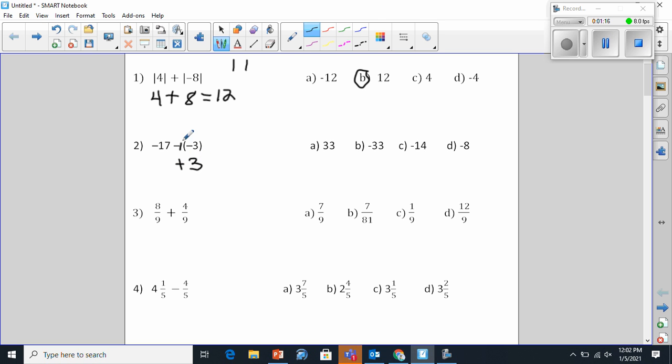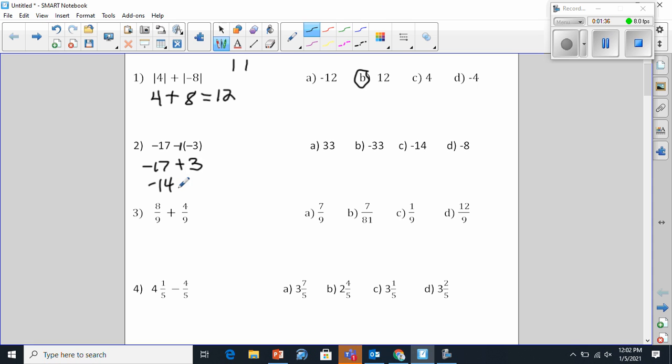Remember, you have to multiply before you're allowed to add and subtract according to PEMDAS. So you have to do this part first. Now you have 17 minus 3. That's like I borrow $17 from you, and then I give you 3 back. Well, that means I owe you $14.